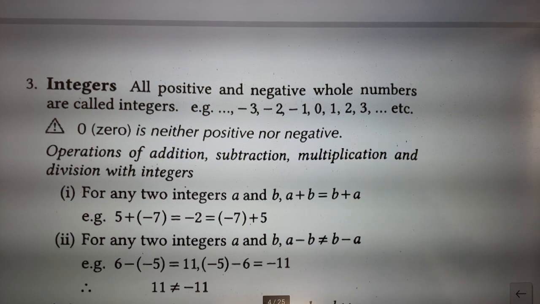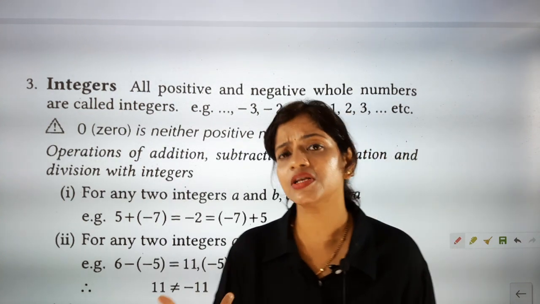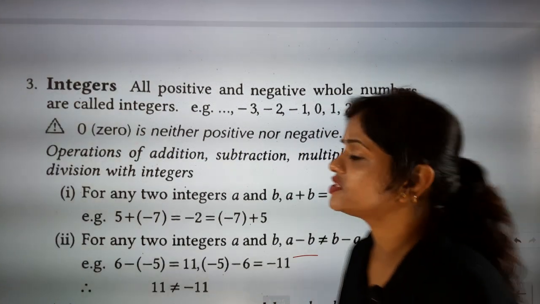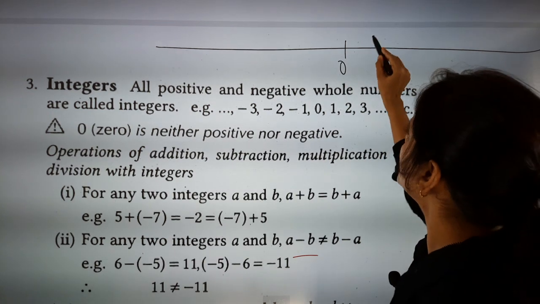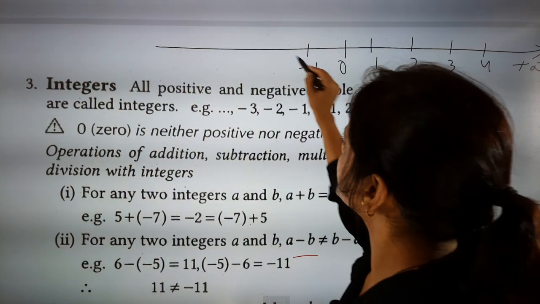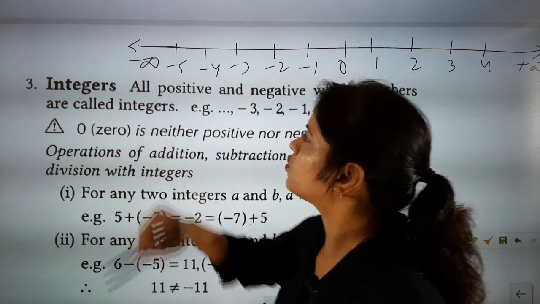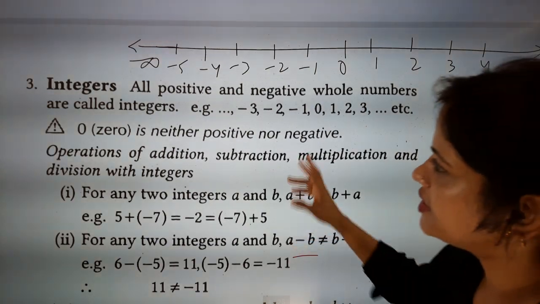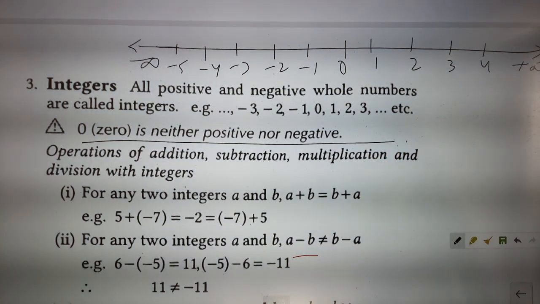Now we are going towards integers. The integer set is the set of whole numbers, but the numbers are both positive and negative. So integers contain numbers which are positive and negative. On a number line, it starts with 1, 2, 3, 4 till positive infinity, and -1, -2, -3, -4, -5 till negative infinity. Whatever numbers are there, negative or positive, come under integers. But the most important part here is that 0 is neither a positive number nor a negative number.